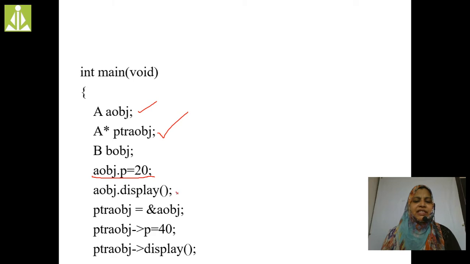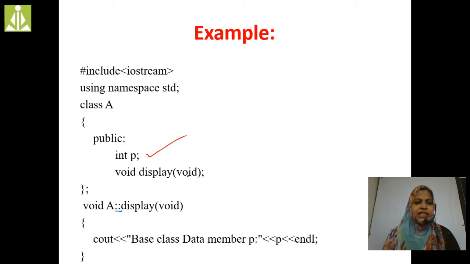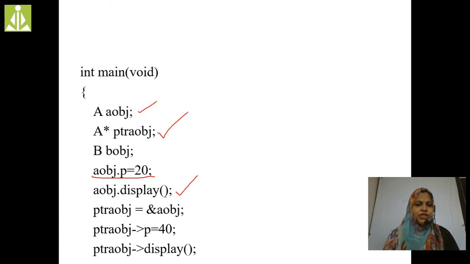aobj.display means control is going to transfer to the display function, and it is going to execute cout of the base class data member p. What is the p value? 20, right? Up to here clear? Here we are calling the base class data members and member function by using the base class object. Whenever we call data members and member functions by using the object, we have to use this dot operator.